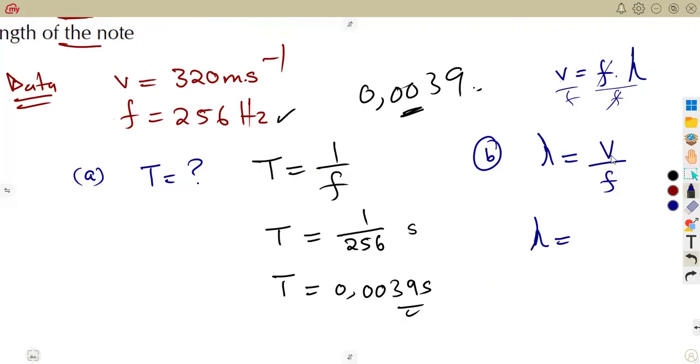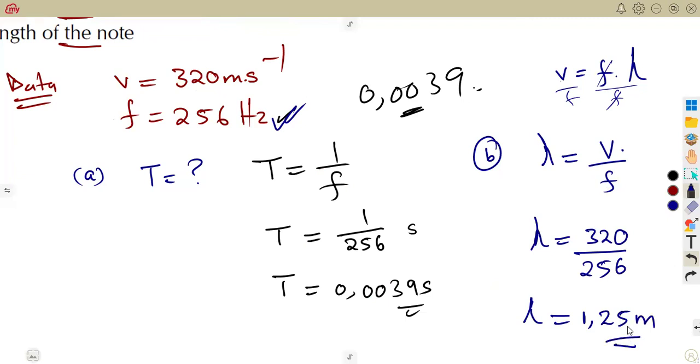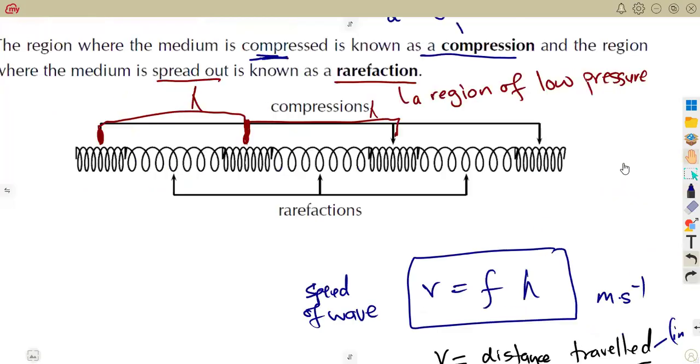We already have all these values. The speed is already there, 320 meters per second over the frequency, which is 256. We are given the frequency. So that was going to give us the wavelength, not forgetting the units of measurement, guys. This is measured in meters. So it was going to give us 1.25 meters, just like that. So the information was direct. You are already given these values, so it was just a matter of substitution.